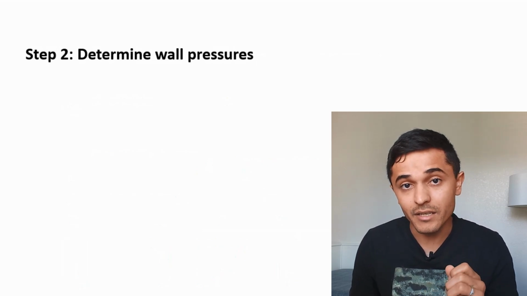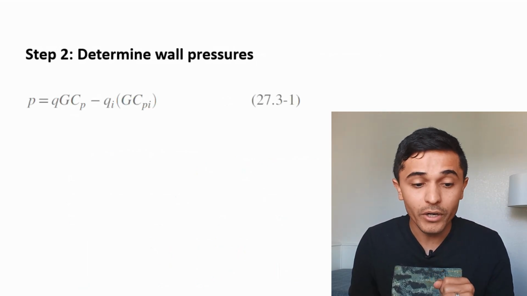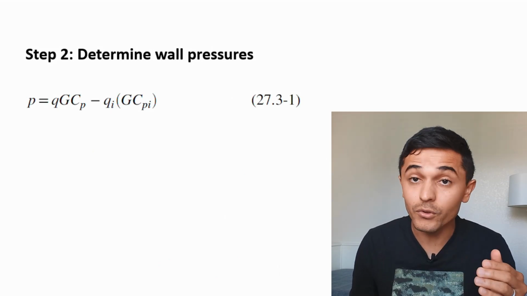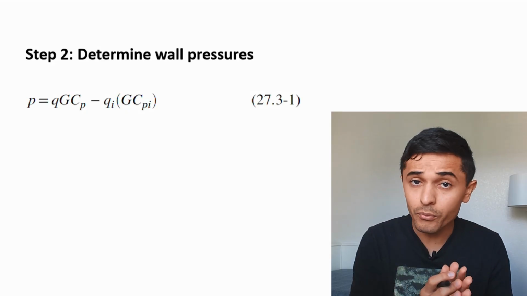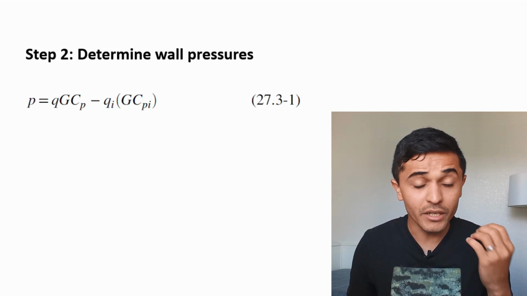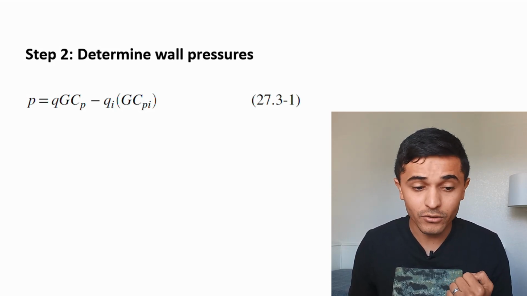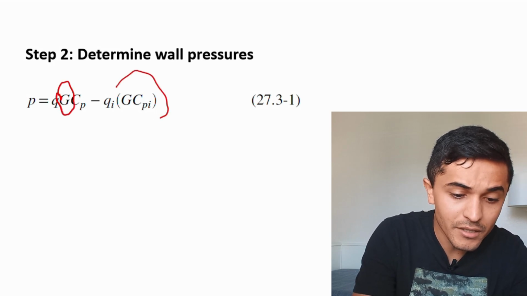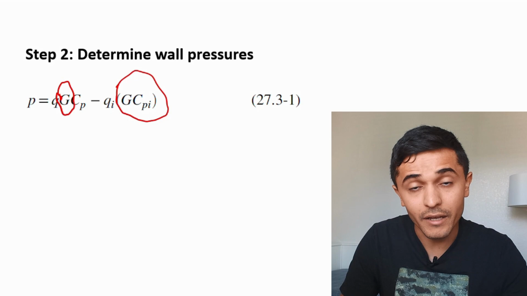Step 2, like I said, is for calculating the wall pressures. This is the formula that I was mentioning, and you can find that in chapter 27. This formula is both for the walls and for the roof. What's going to change here will be the C sub P values, or your external pressure coefficients. There are other terms here that we didn't have before. One is the gust effect factor, G, which is this one right here. And then we also have GCPI, which is this other one there.